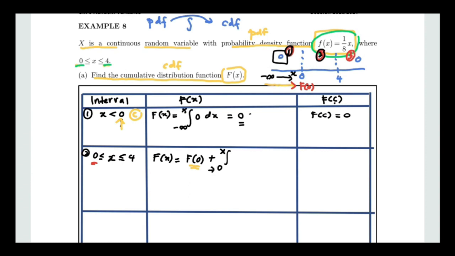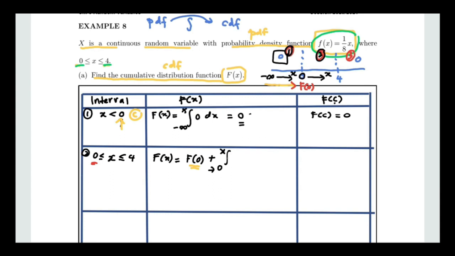Why are we starting from 0? This is the starting for the second interval. We are going to integrate until x, 0 until x. It's not 4. We are not integrating until the maximum. We integrate from the beginning of that interval, which is 0, until x, because x represents any single x for that interval. It could be 0 until 1, 0 until 2, 0 until 3.1, 0 until 3.9, any value of x up to 4.